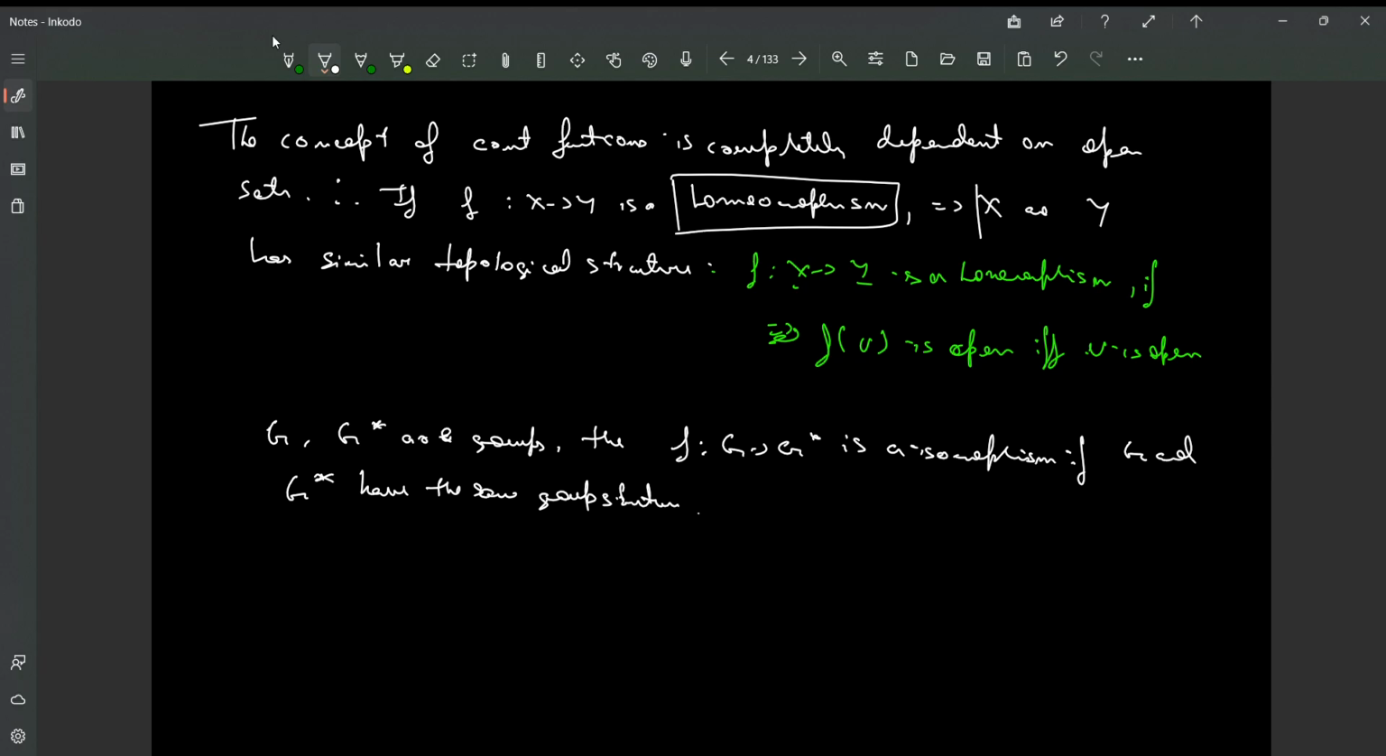Clear? So let this lecture be up to this much. In the next lecture, we will be talking in detail about the theorems related to homeomorphisms and continuous functions. We will also be talking about how to construct continuous functions from some given ones. So I'll meet you guys in the next lecture.